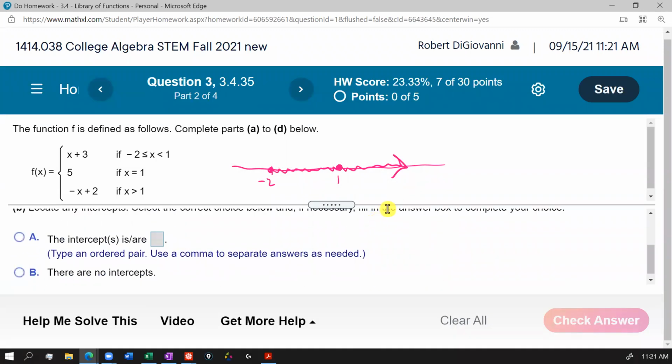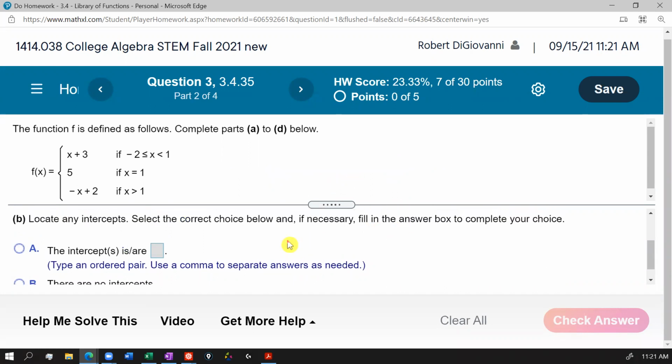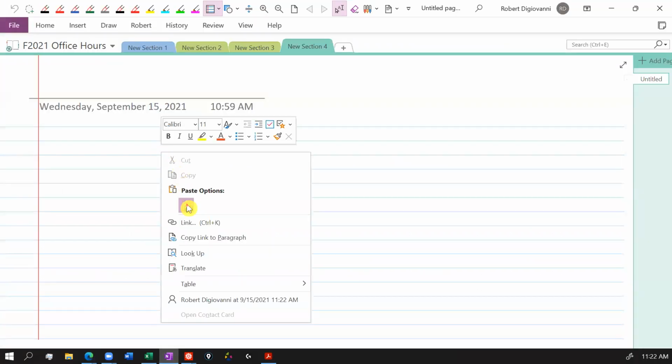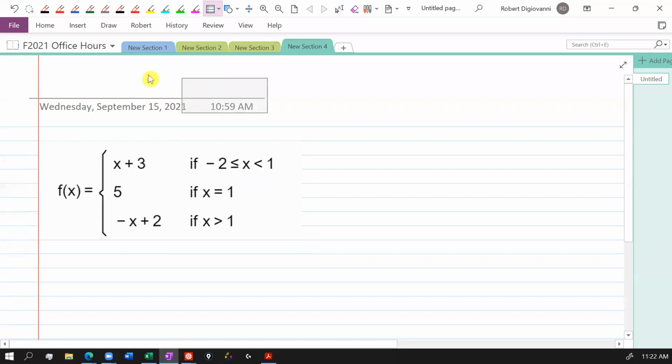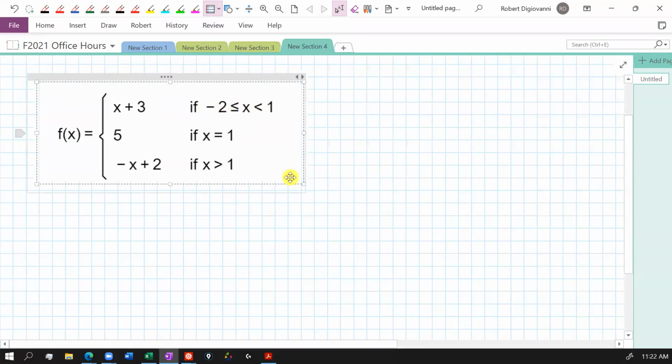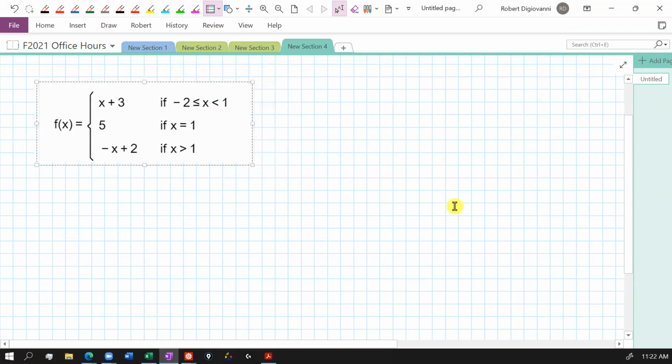Okay, next part, clear this out. Okay, so next part, locate any intercepts of this function. Okay, and so I think this would be a good opportunity for us to try and graph this. So I'm going to have to do this on a separate page here. Okay, so let me try and graph this. So the way I'm going to graph this is make this a little smaller. Okay, so here's my graph. Give me a moment to bring a decent looking graph in here.